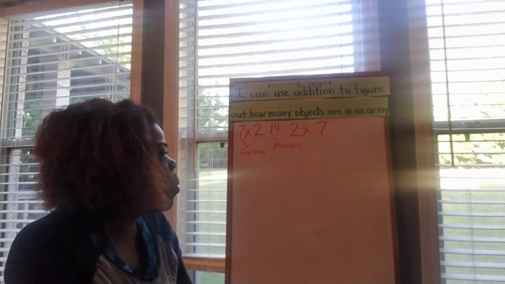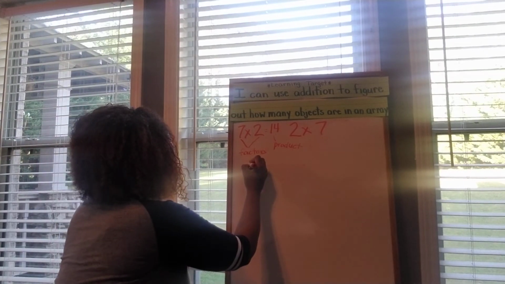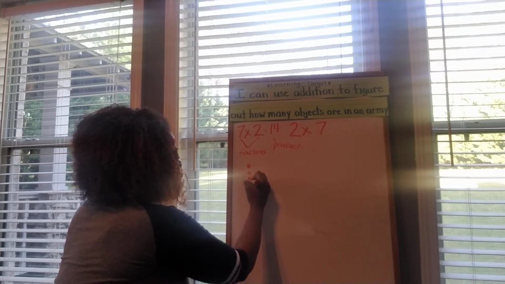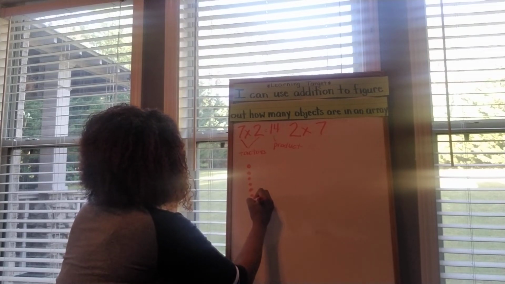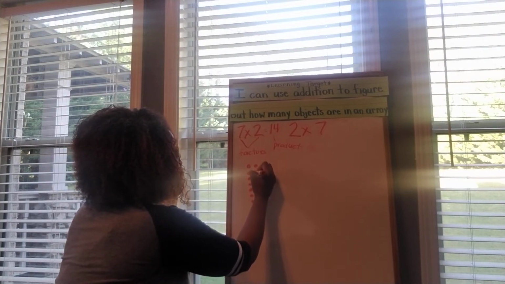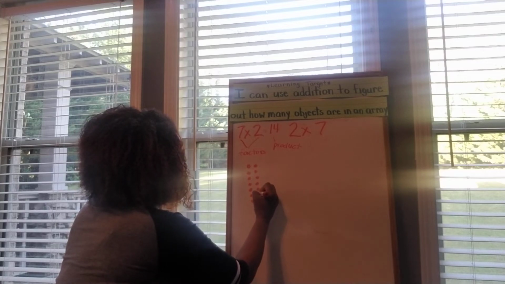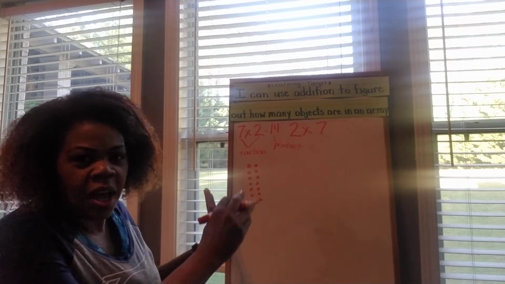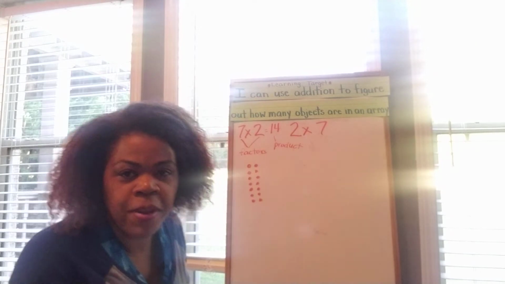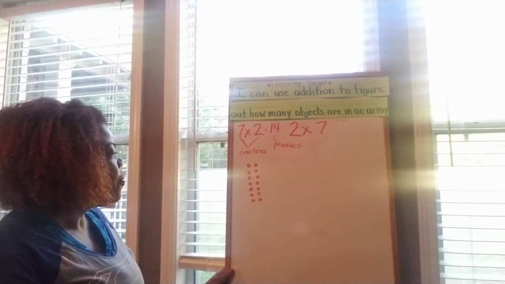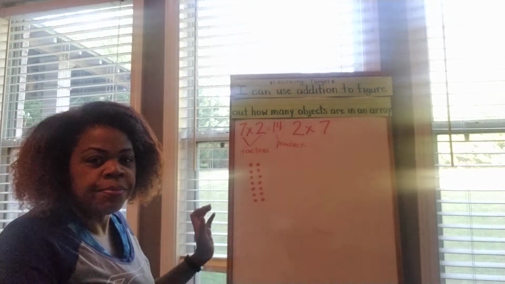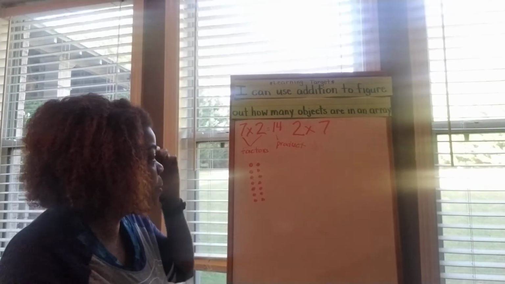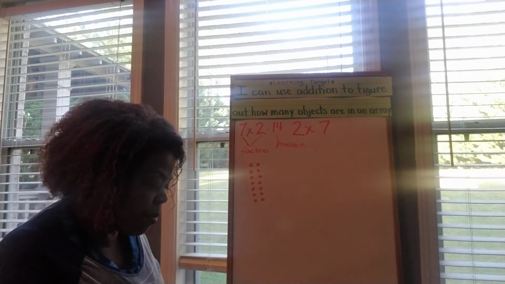We can do an array. So we could have 1, 2, 3, 4, 5, 6, 7. 1, 2, 3, 4, 5, 6, 7. And that is kind of going that way, isn't it? Hopefully you can see that. And so we modeled it with an array.